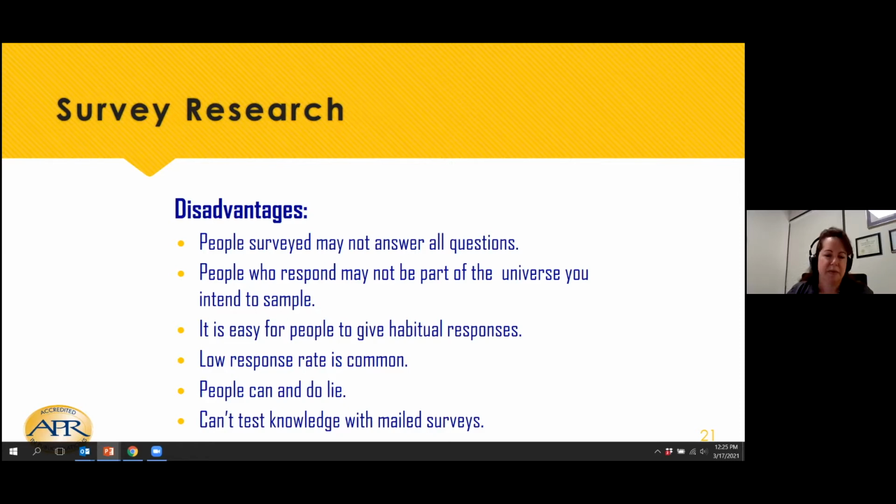Disadvantages, people surveyed might not answer all the questions. People who respond may not be part of the universe you intended to sample. It's easy for people to give habitual responses. A low response rate is common. People can and do lie, and you can't test knowledge with mailed surveys.